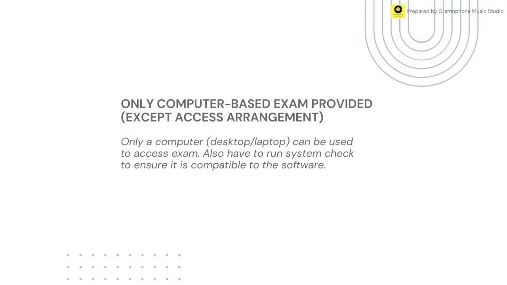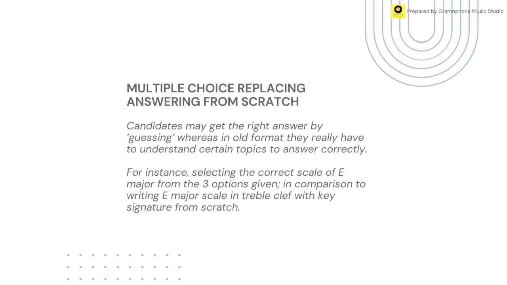Only a computer, which is a desktop or laptop, can be used to access the exam, and they also have to run the system check to ensure that it is compatible with the software. The online exam is largely multiple choice, replacing the answering from scratch from the previous exam. The candidates may get the right answer by guessing, whereas in the old format, they really have to understand certain topics to answer correctly. For instance, selecting the correct scale of E major from the 3 options given, in comparison to writing the E major scale in treble clef with key signature from scratch.